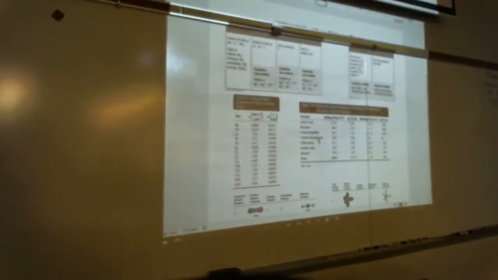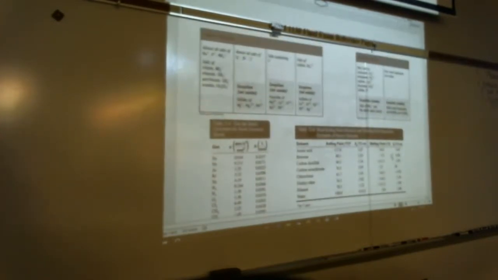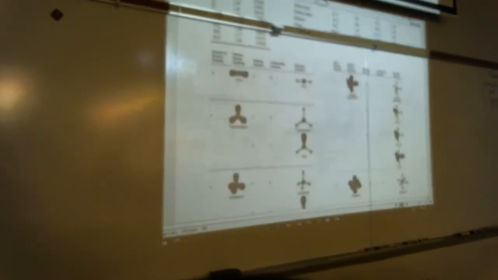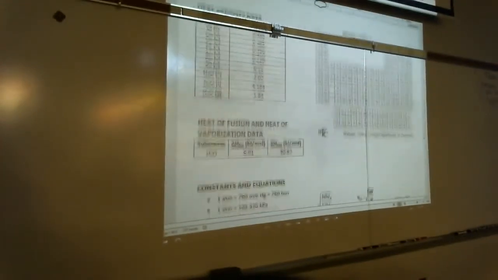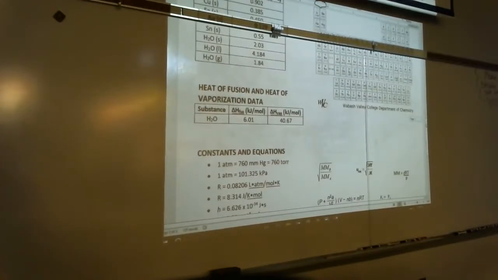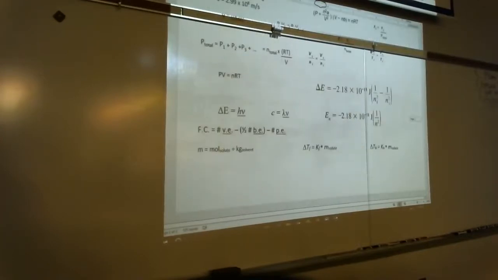This is the reference page that you will be given on the test. So if you want to see what you'll be given, you can download that off the course webpage as well. The solubility rules, a whole bunch of constants, your VSEPR chart, heat capacities, periodic table, heat of fusion, vaporization, all your formulas. So all of that is here. It's on the reference page, which is on the course website.